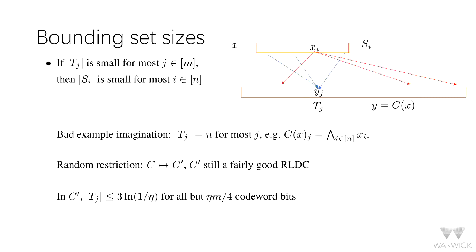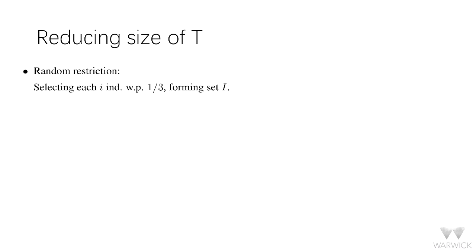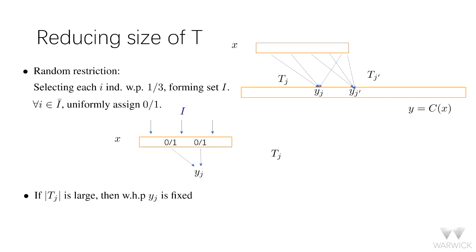So for this large TG, with high probability, the corresponding YG should be fixed. That's the general idea. So we can use random restrictions to reduce the size of TG. After this random restriction, some codeword bits are fixed. We just remove these fixed bits and get a new code. For this code, we can use a double counting argument to argue that for most I, the size of SI can be upper bounded. That's a general idea.